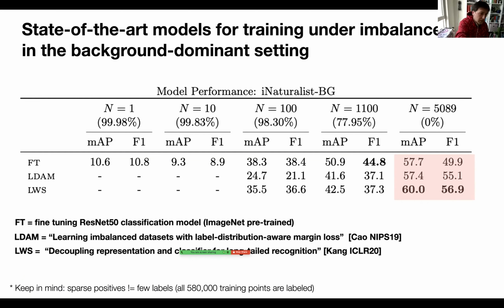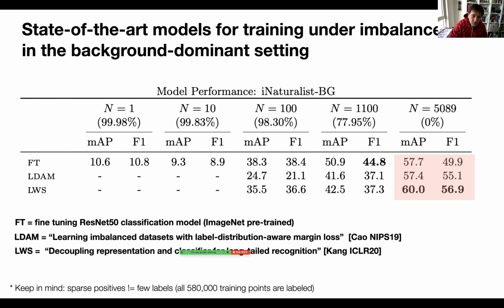If you look at LDAM and LWS, those are the top performing imbalance classification models, at least to our knowledge. The top row here, FT, is just fine tuning on that label set. So actually not doing anything sophisticated at all gets you in a better place in this extreme imbalance regime. We tried a fair number of things to get this to work. So we were in the situation of, gosh, we can't even train the models in the diverse background setting.